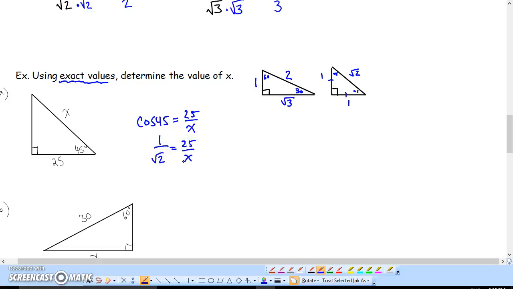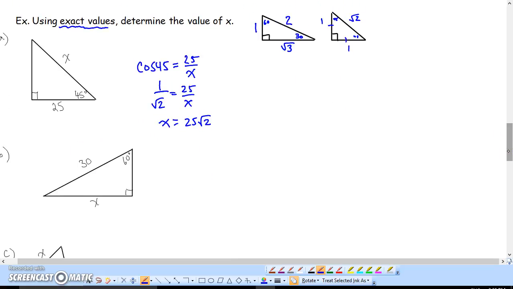And now I just apply my equation solving. I cross multiply. And I always write, if it's 25 times root 2 or root 2 times 25, I always write the whole number first and then the radical. 25 root 2 is the length of x in exact values. Let's try that down here with the next one.